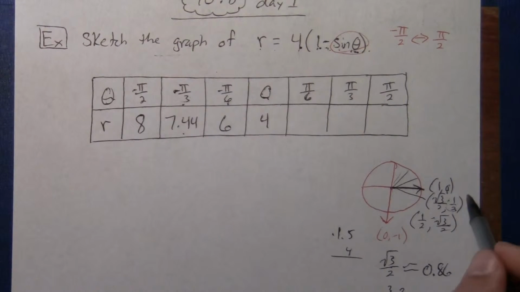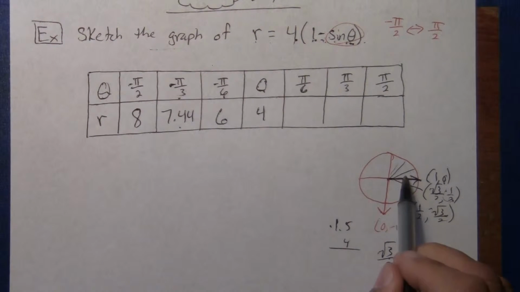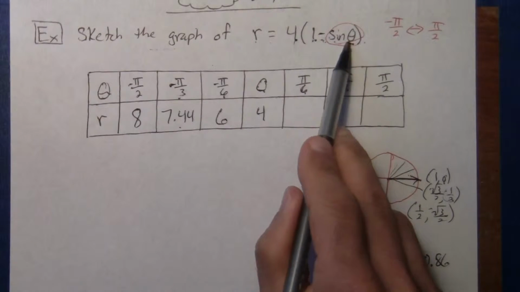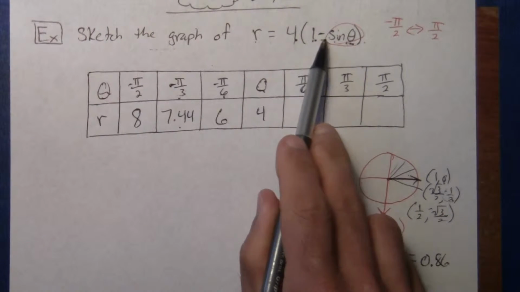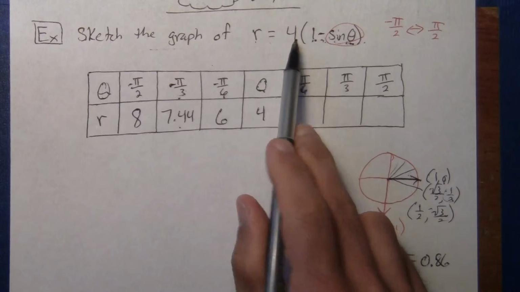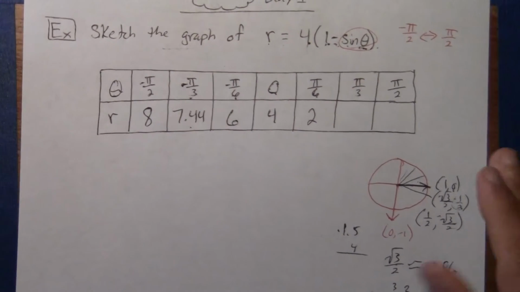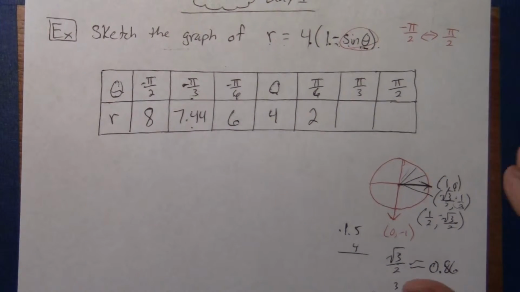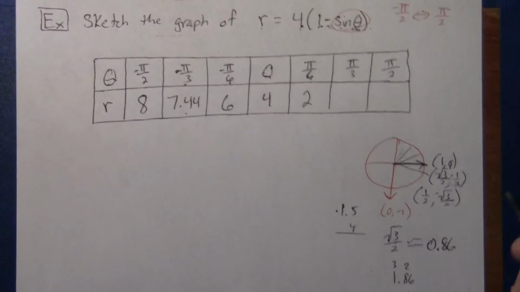And then these things, same thing, just different signs. At 30 degrees, the sine is going to be 1/2. 1 minus 1/2 is 1/2, times 4 is going to give you 2. Said you're more than welcome to plug it in the calculator if you need to. Try to do it out by hand.